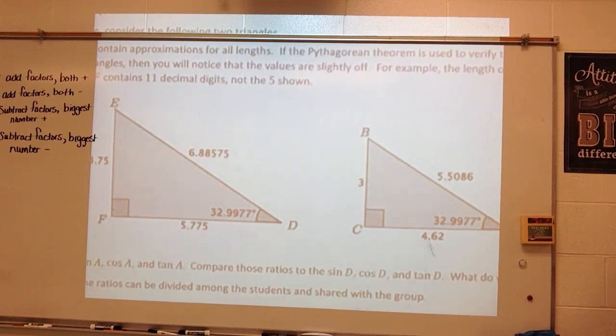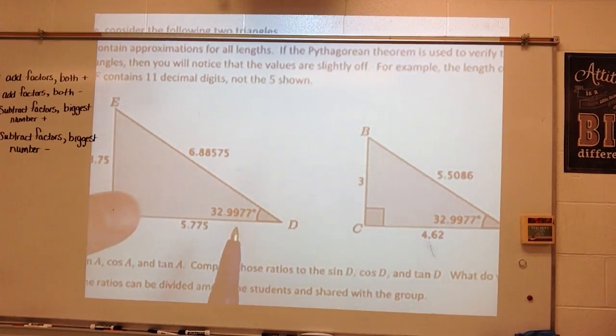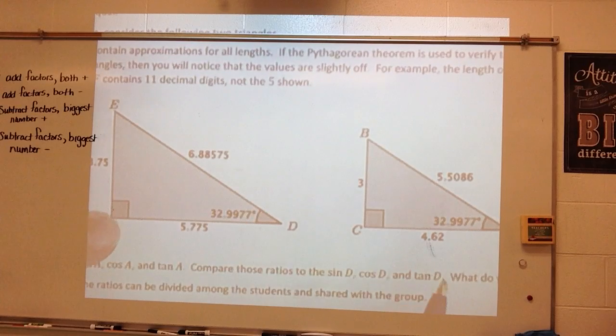What do you notice? Well, we're not going to spend a whole lot of time doing this, but what I want you to see is that the sine of A is equal to the sine of D, the cosine of A is equal to the cosine of D, and the tangent of A is equal to the tangent of D, because they are similar triangles.